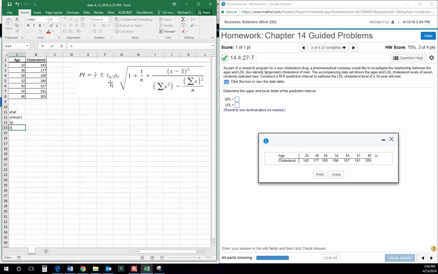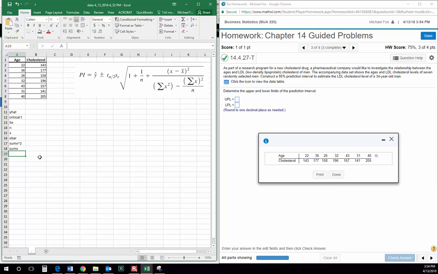So that formula is going to need n, it's going to need x, it's going to need x bar, which is the mean of x, it's going to need the sum of x squared, and it's going to need the sum of x. So that's all the data we're going to need to create a calculator to work this problem out. And it's not easy, okay? So don't get frustrated if it takes you more than one try.